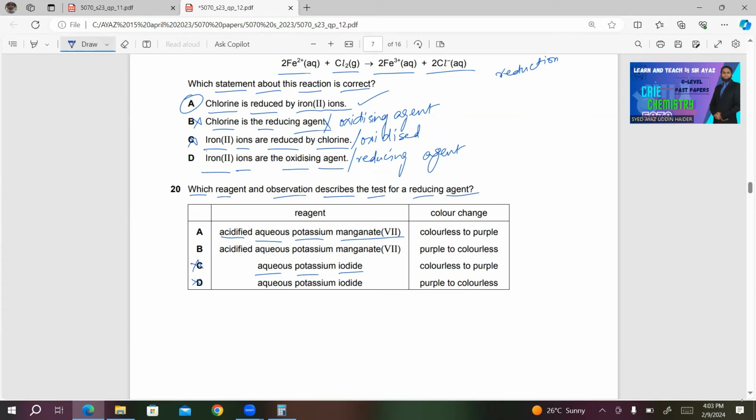C and D are incorrect. Now we are left with A and B. Either A is correct or B is correct. The color of acidified aqueous potassium manganate is purple and it will change to colorless when you react it with the reducing agent. So obviously B will be the right answer in this case.